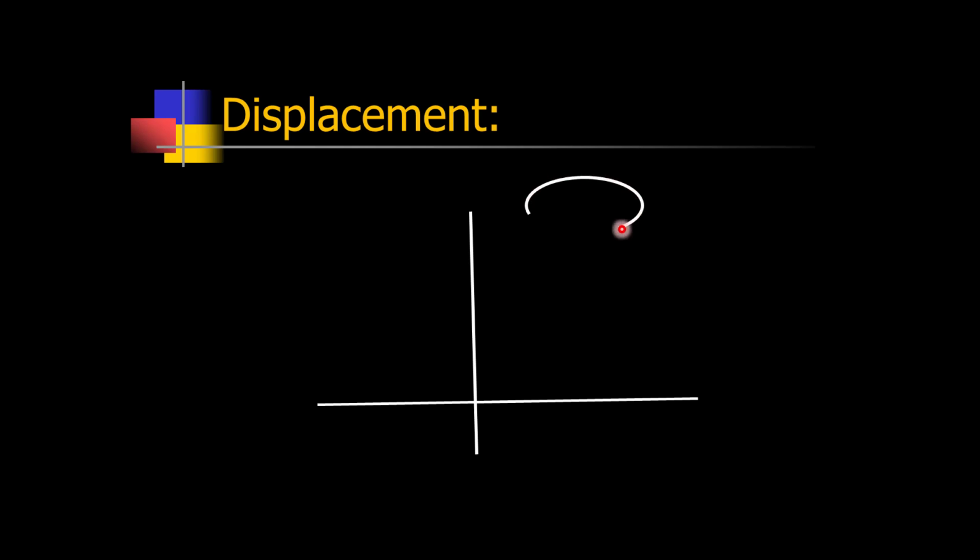This is the path followed by the body. Now what we will do? We will draw a position vector for the initial position, let's say it is R1. Then we will draw a position vector for the final position, that is R2.